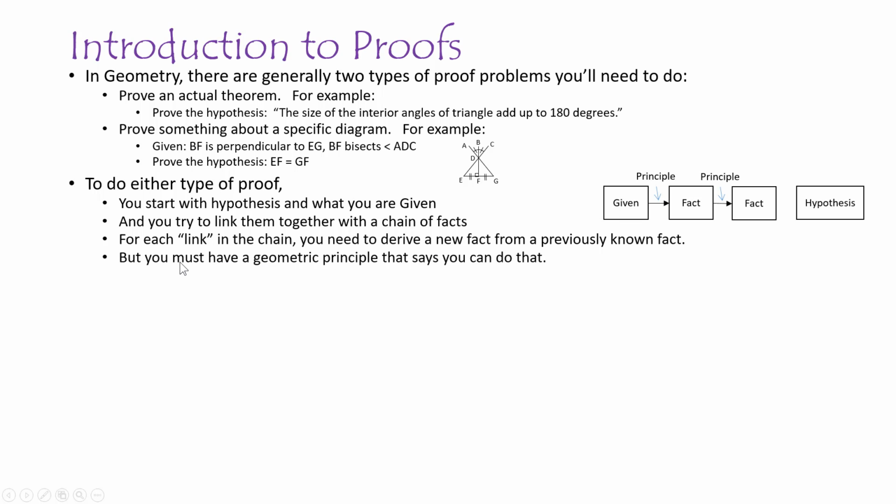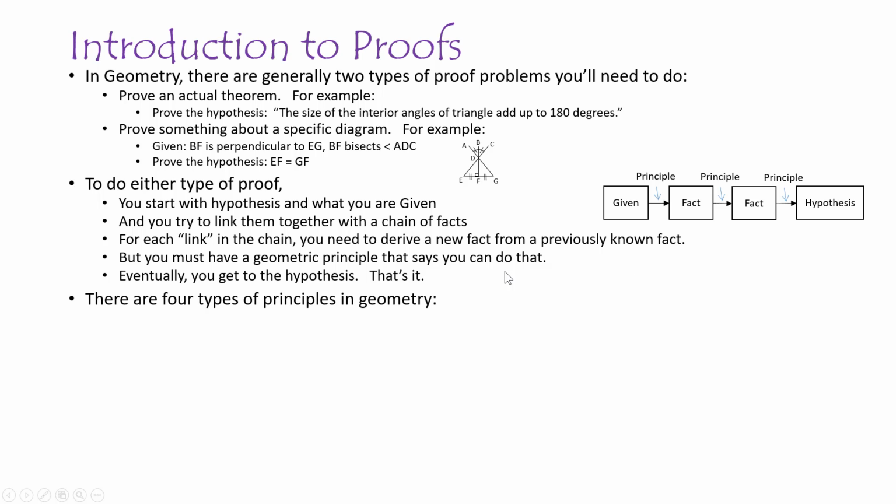But you have to be able to use a geometric principle to be able to say that you can actually derive this fact from this fact. And so eventually you get to your hypothesis. So that's it. That's what you do to be able to do a proof. And we'll see examples of this.